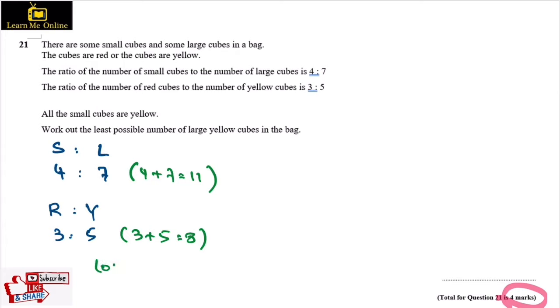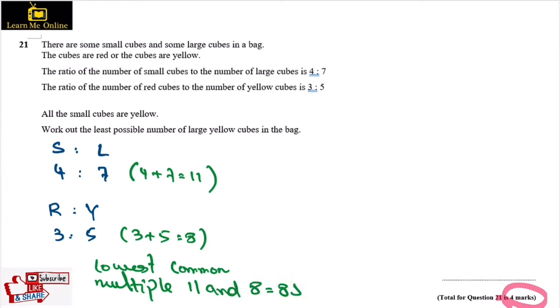So the lowest common multiple of 11 and 8 is 88. So we try to make both of them 88. If I have to make 11 as 88, I multiply by 8, and this I multiply by 11. So I multiply by 8, I'm going to write down here now.